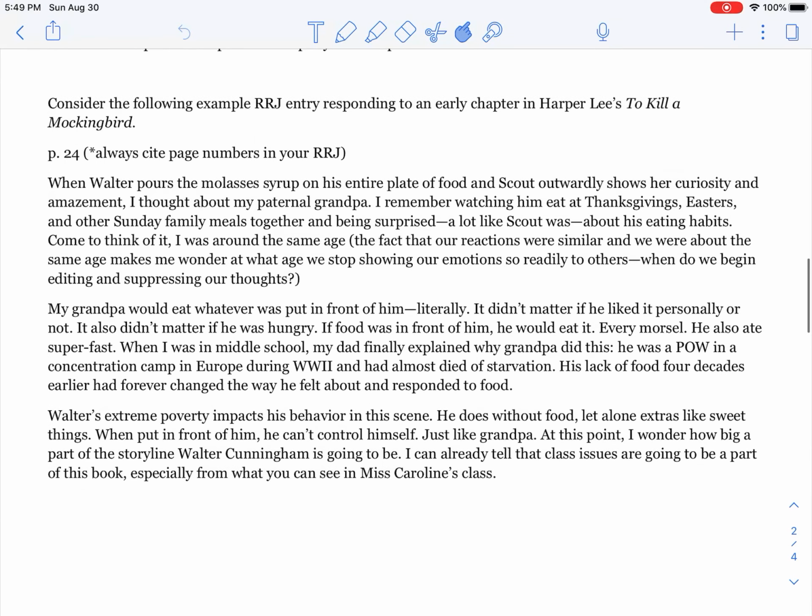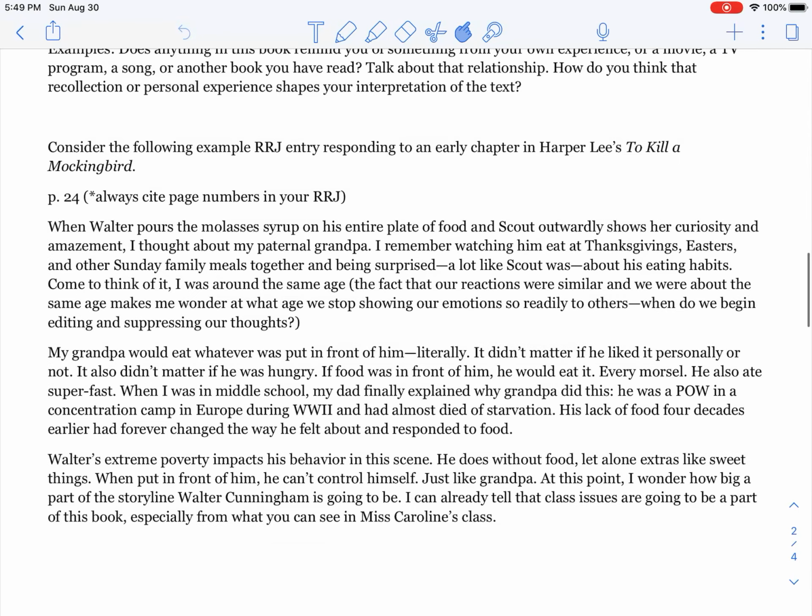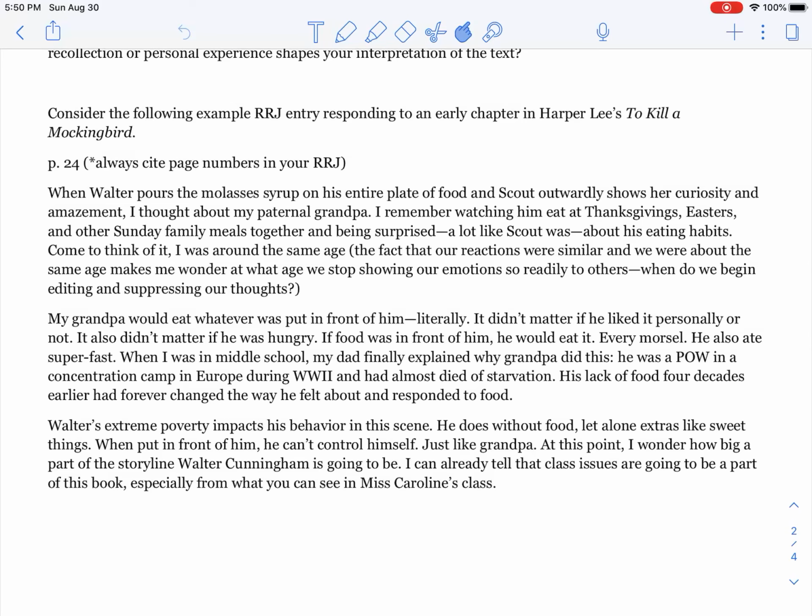Now, let me give you an example. So you all should have read Harper Lee's To Kill a Mockingbird last year or the year before. And I chose this one as an example of relate. So this particular scene from To Kill a Mockingbird is when Walter pours molasses syrup on his entire plate of food while he's a guest at Scout's house eating food with the whole family. So here's what I wrote.